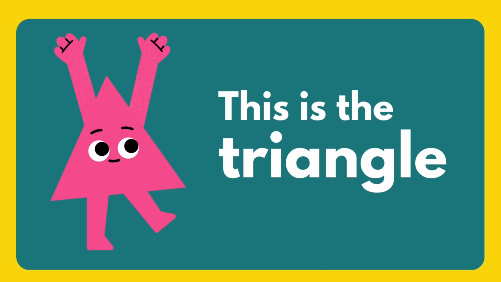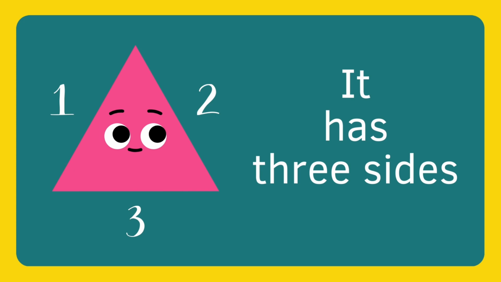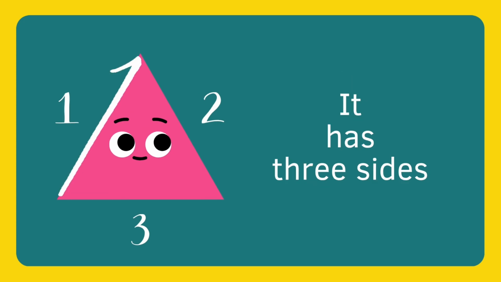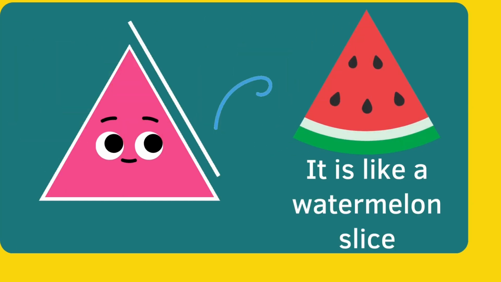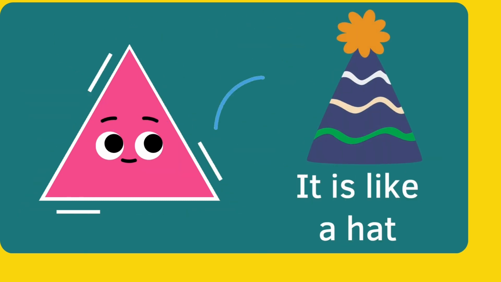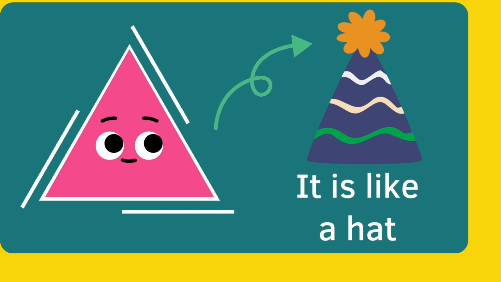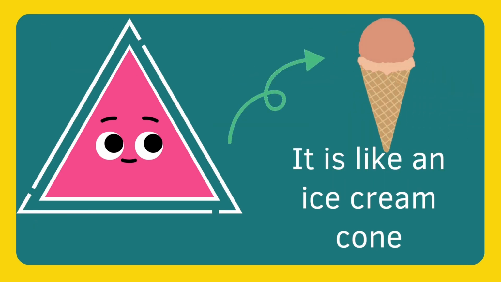This is the triangle. It has 3 sides. 1, 2, 3. It is like a watermelon slice. It is like a head. It is like an ice cream cone.